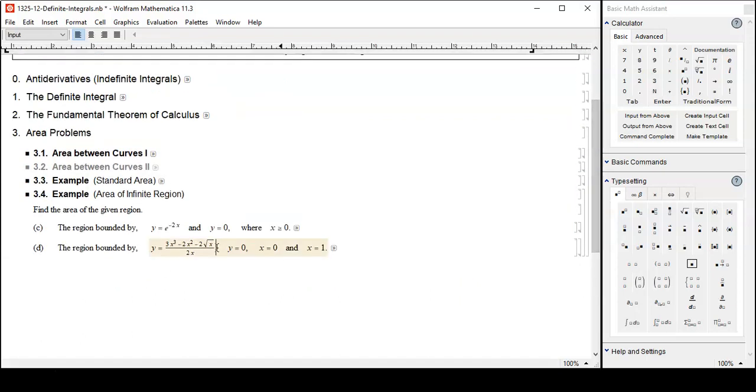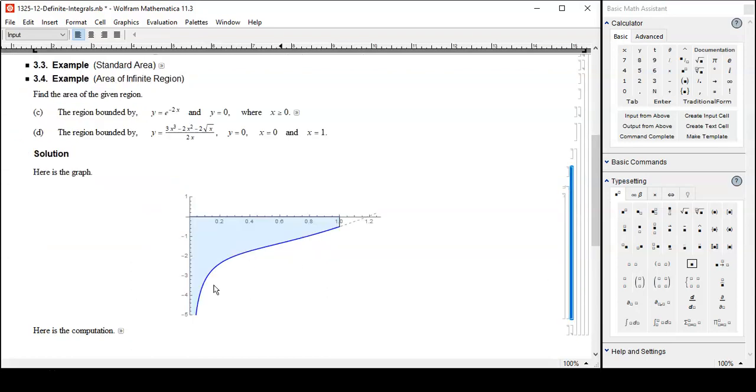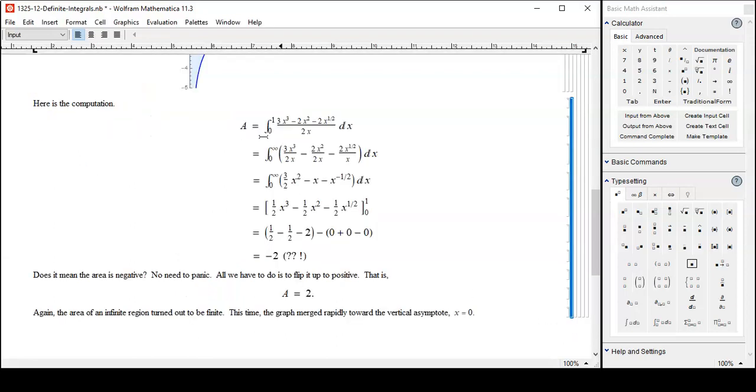How about the next problem here? Region bounded by this. Again, plot the graph. And we have this, we have a vertical asymptote here. But if this graph approaches the y-axis quickly enough, then there's a chance it is finite area. We'll see. Calculate this integral, but that's a lower function. 0 minus that, so it's going to be the negative of that computation.